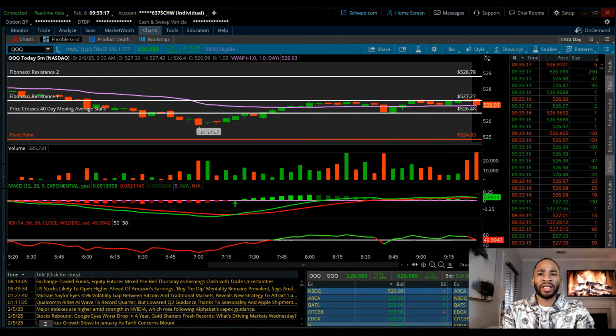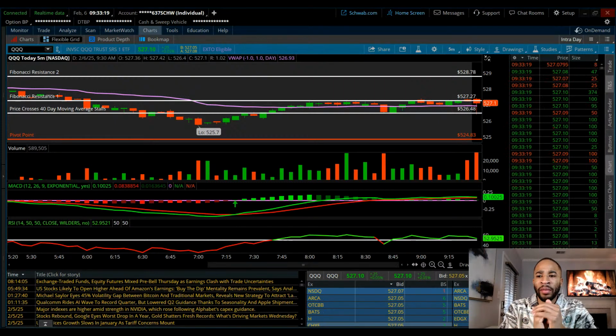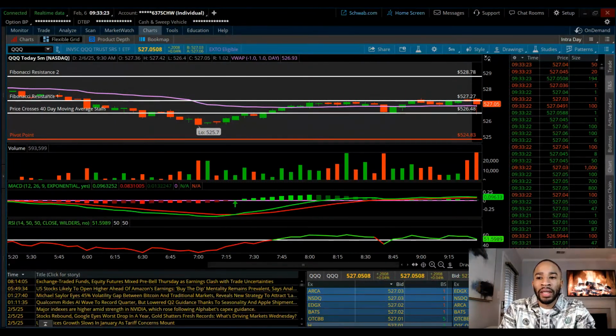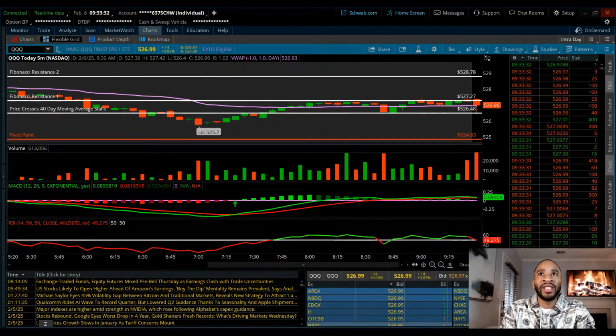And I believe the jobless claims data that was released at 8:30 a.m., if I'm not mistaken, I believe that news was bullish. So let's see how the market is going to start holding up. For the Qs, we have a key level at 527.27. That's a Fibonacci resistance level.